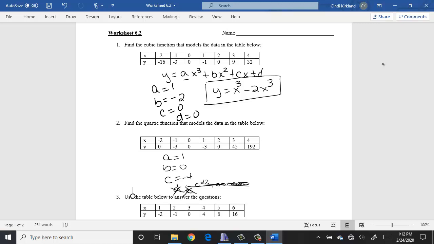So if we plug it into our standard form, y equals ax to the fourth plus bx cubed plus cx squared plus dx plus e. That's y equals 1x to the fourth. We're not going to put that 1. Plus 0x to the third. 0 times any term gives me 0, so that's going to go away. Minus 4x squared, and we took away the d and the e because 0 times anything is 0.